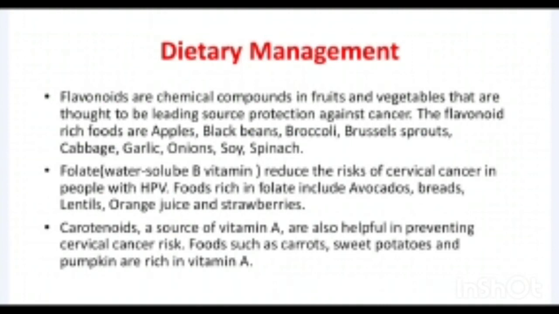Folate, which is a water-soluble B vitamin, reduces the risk of cervical cancer in people with HPV. Foods rich in folate include avocados, breads, lentils, oranges and strawberries. Carotenoids, a source of vitamin A, are also helpful in preventing cervical cancer risk. Foods such as carrots, sweet potatoes and pumpkin are rich in vitamin A.